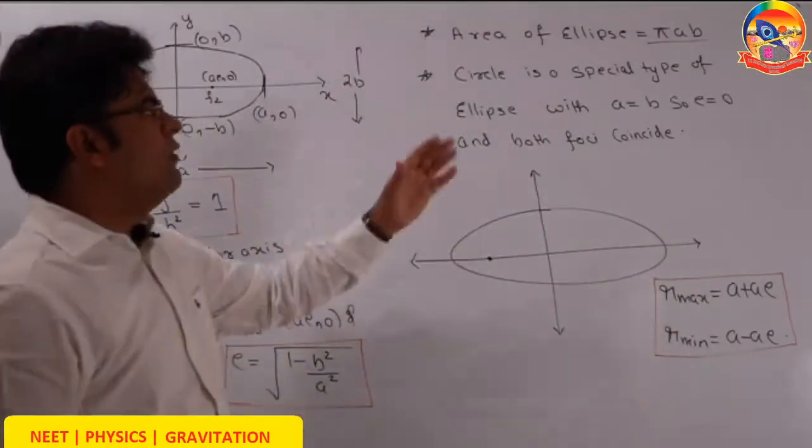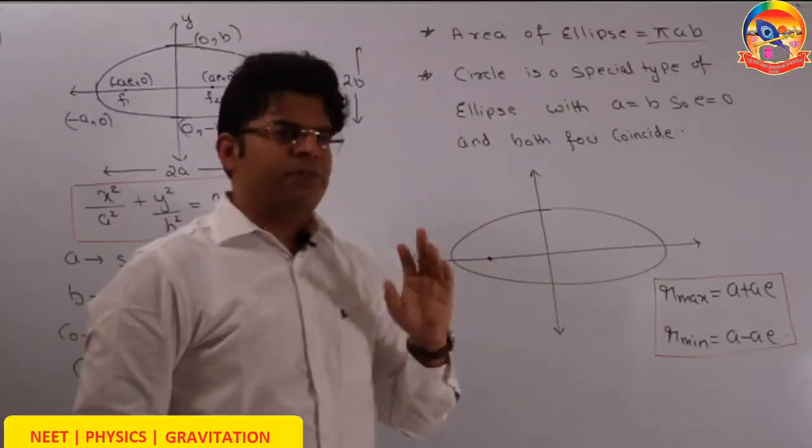So now, next thing, what is the area of an ellipse? The area of an ellipse is given by pi ab.